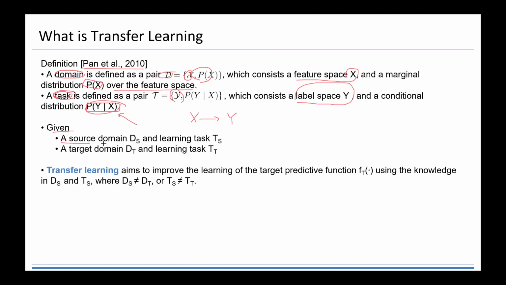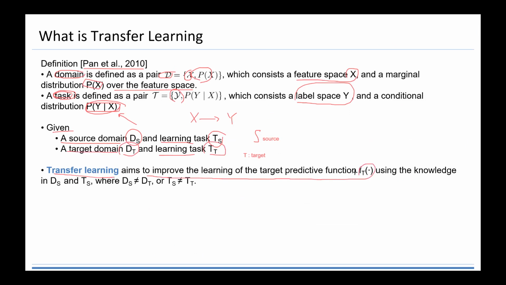Given a source domain, we call it DS, and a learning task TS. S means the source, and T means the target. So we have the target domain DT and the learning task TT. So the transfer learning aims to improve the learning of the target predictive function FT.